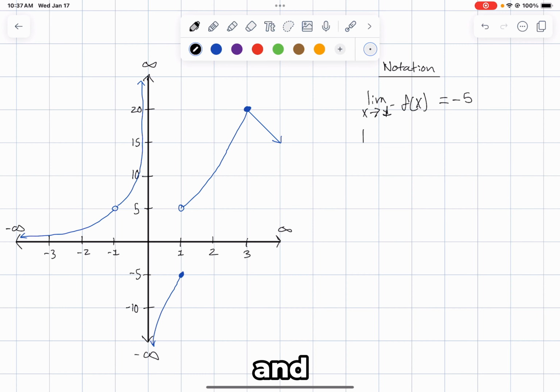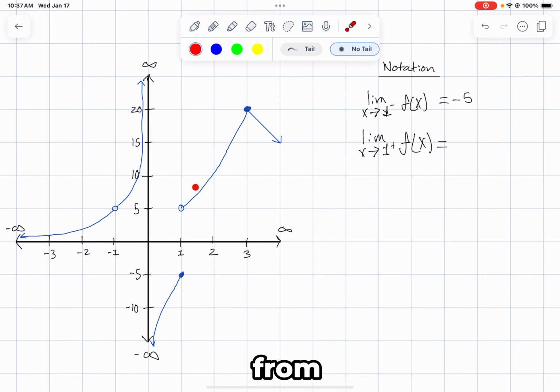All right, and now we're going to do the same thing here. The limit as x approaches 1 from the positive side of f of x, and we can graphically tell that as we're approaching 1 from the right side, we get close to it. That's 5.